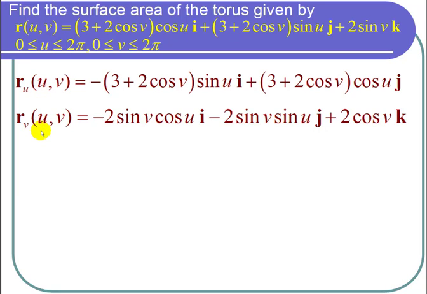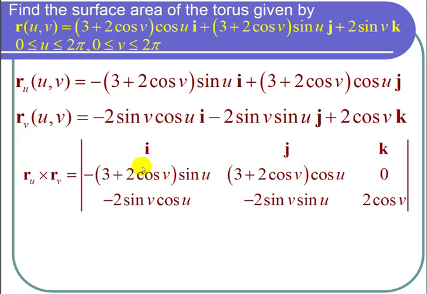We need to find the magnitude of the cross product of r_u and r_v. So the cross product is the determinant of the matrix i, j, k, and then we have negative (3 plus 2 cosine v) times sine of u, then (3 plus 2 cosine v) times cosine u, and 0 for the k. Then we have negative 2 sine of v cosine u. Then we have negative 2 sine of v sine of u. And finally, we get 2 cosine v.